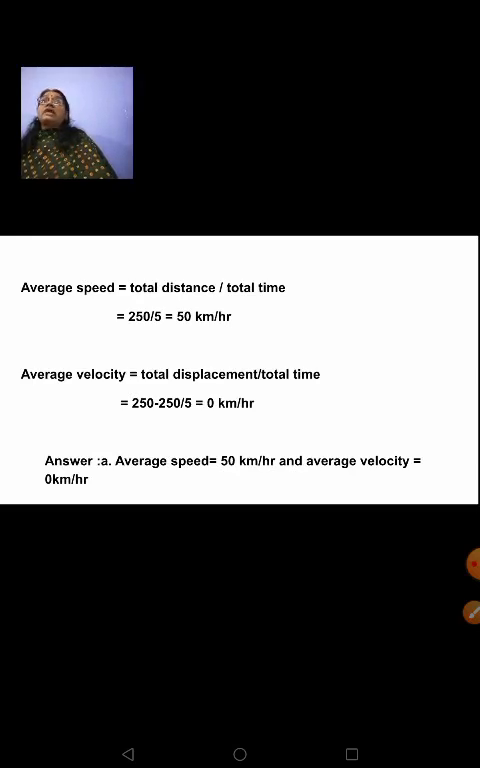How will you calculate average velocity? Velocity is displacement upon time. So when it is average velocity, it is total displacement upon total time. What is displacement? Shortest distance between initial and final point. Here, the initial and final point remains the same. Delhi to Jaipur and back again to Delhi only. So initial point is Delhi and final point is also Delhi. So in that case, your total displacement will be 0. 0 upon 5 will give you 0. That is why the answer is average speed is 50 km per hour and average velocity is 0 km per hour. That is your option A.